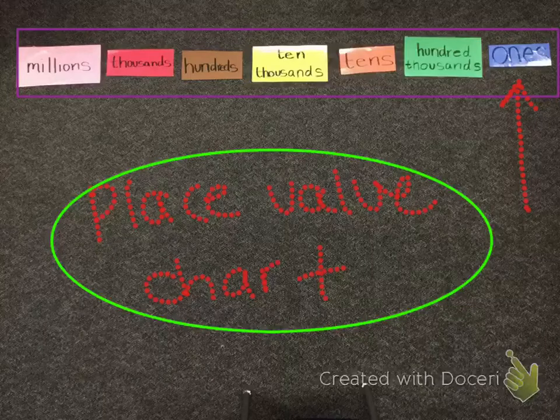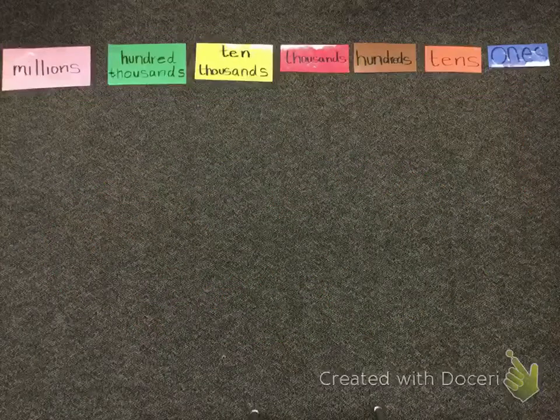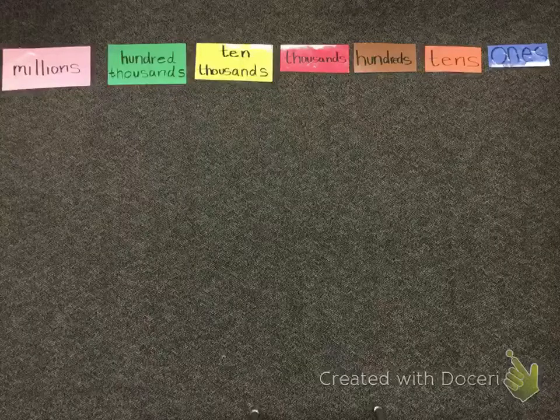I want you to pause the video, organize this place value chart the way it should be organized, and then play the video and check your answer. All right, here is the correct place value chart.